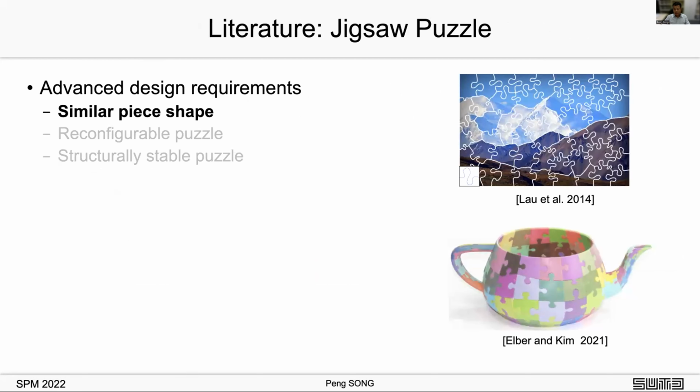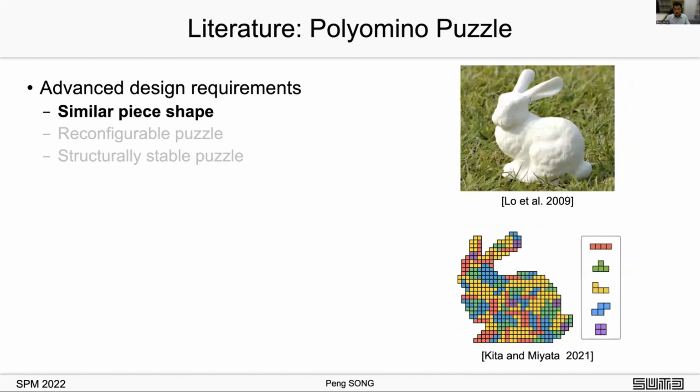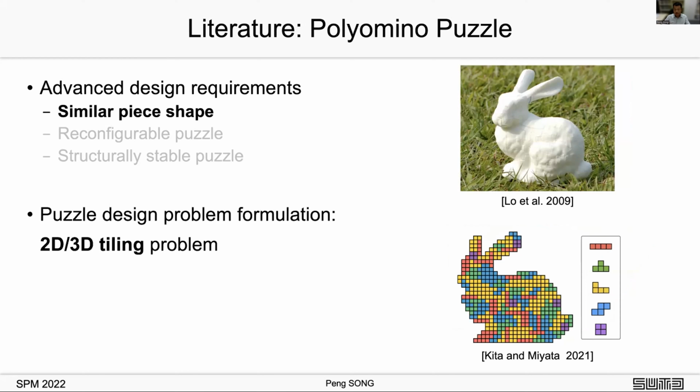Here, I will give an overview of recent research works on computational design of geometric puzzles. These two research works have been done for designing 2D and 3D jigsaw puzzles, respectively. Since puzzle pieces in jigsaw puzzles have similar shape, the puzzle design problem is typically formulated as a 2D or 3D tiling problem, where each tile is a piece shape. There are also two research works on computational design of 2D and 3D polyomino puzzles. Since the puzzle pieces in polyomino puzzles have a few classes of shapes, the puzzle design problem is also formulated as a 2D or 3D tiling problem.